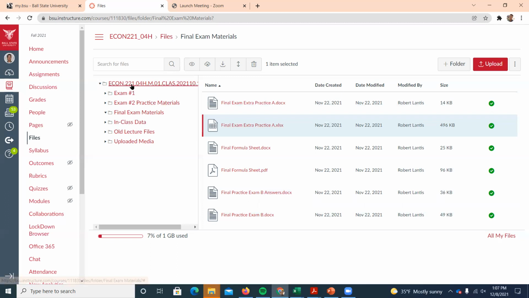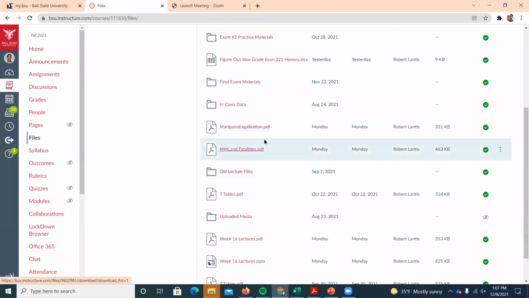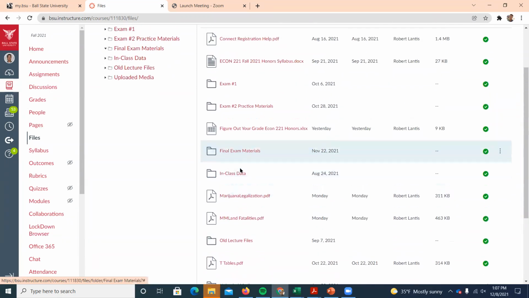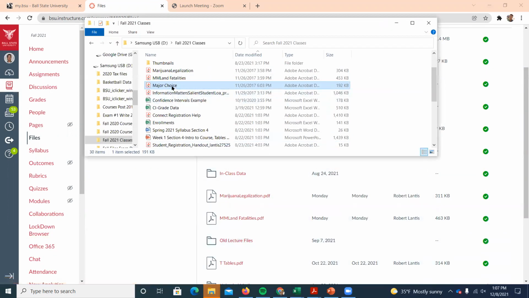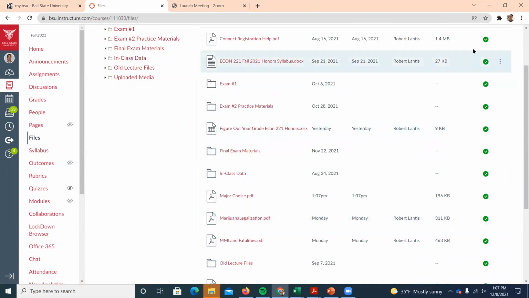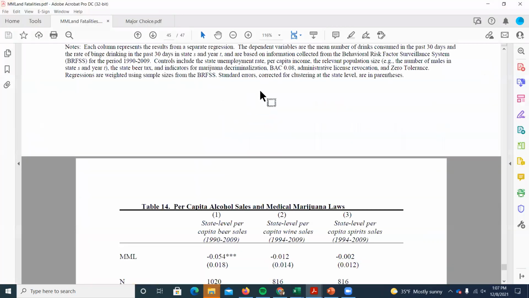So I put up this marijuana legalization and MML and fatalities. But then this morning I changed my mind, and I also want to look at this major choice one. So I'm going to drop that in there for right now. So the first one we'll look at is that MML and fatalities.